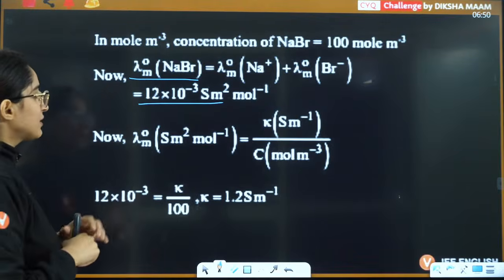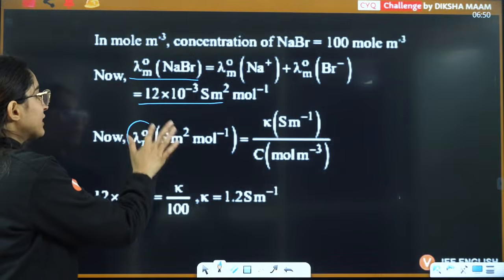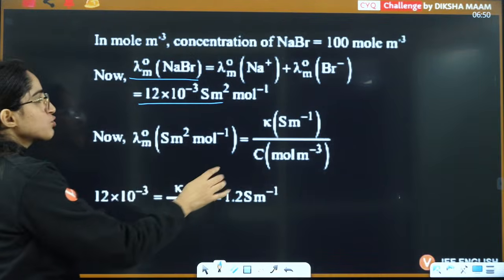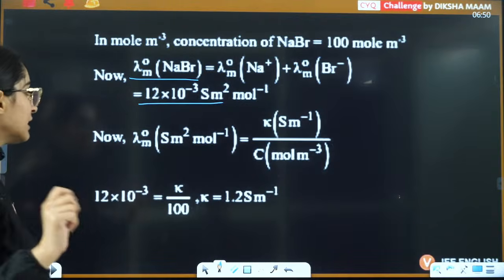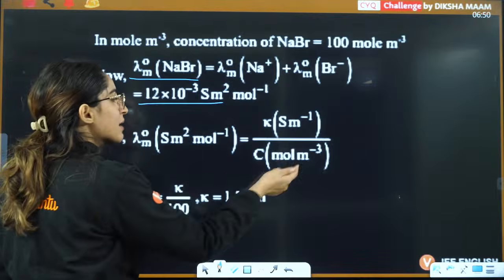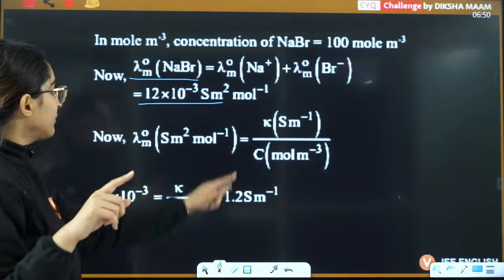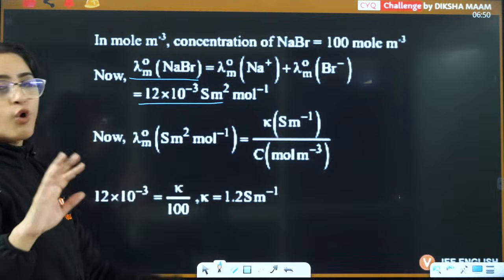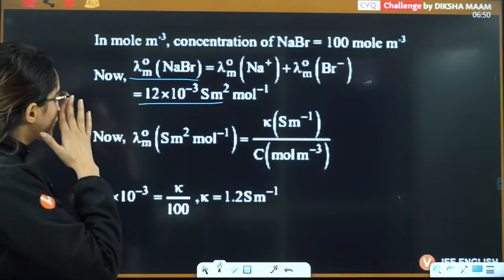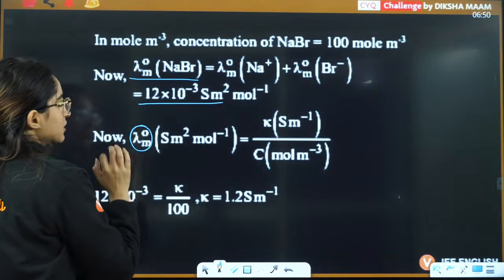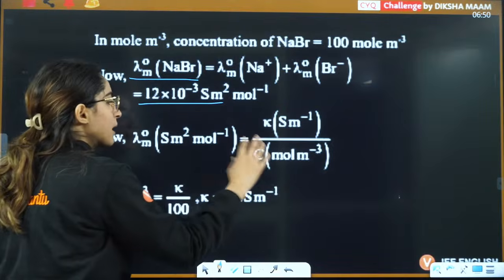Now remember one thing: molar conductivity is equal to kappa by concentration, right? Now why, ma'am, have you not multiplied it by 1000? Because here things are in meter, not centimeter. That's why I have not multiplied it by 1000. So it will be this conductivity, right? Molar conductivity is equal to kappa by C.